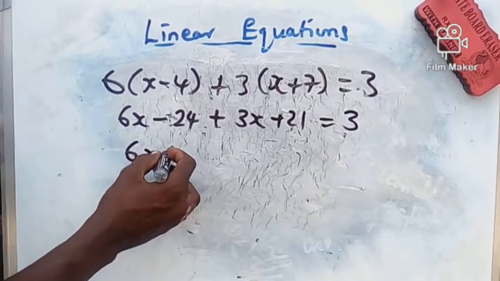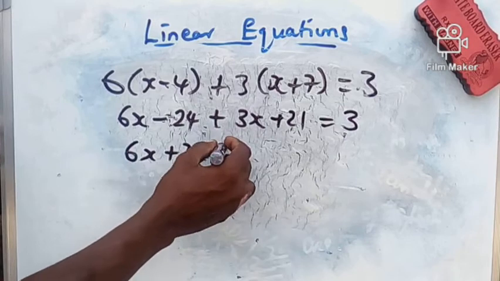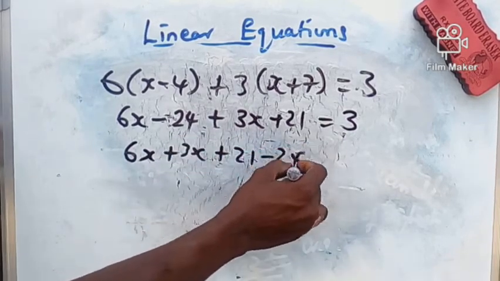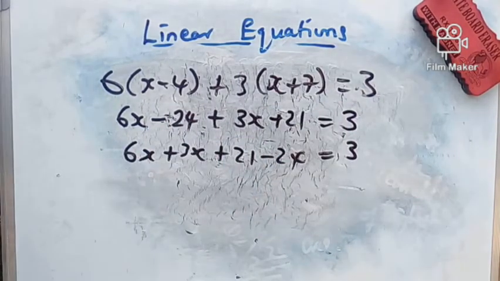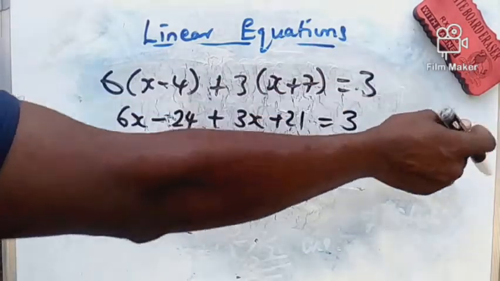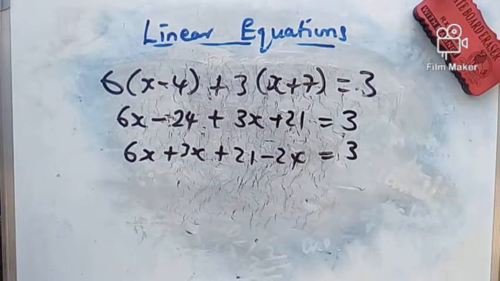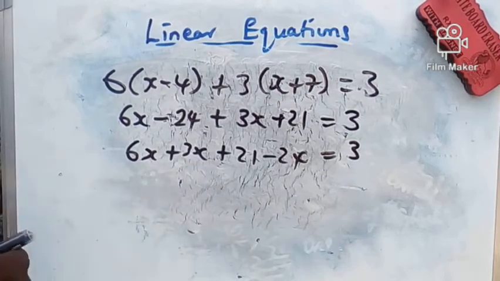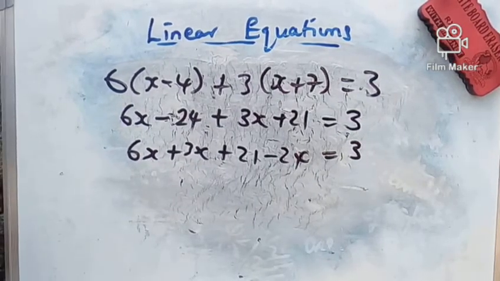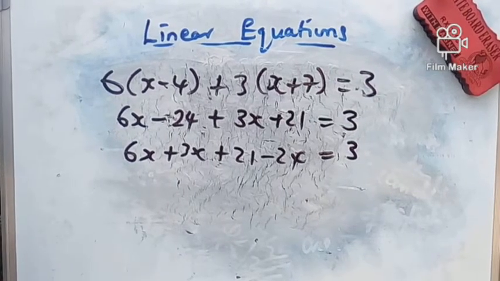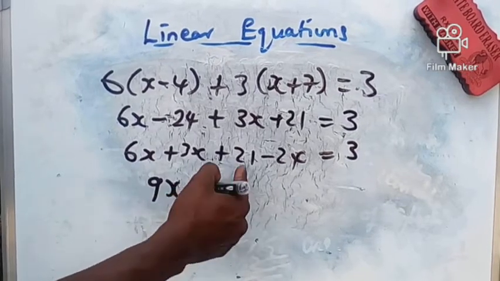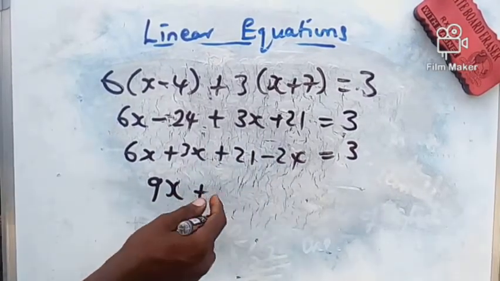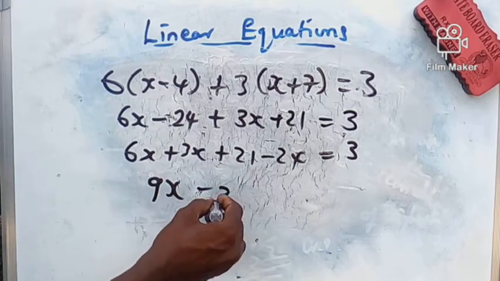So I have 6x plus 3x. Then what other like terms do I have? Plus 21 minus 24 equal to 3. Notice that I did not divide both sides by that particular variable, because there is no x at the other side of the equality sign. This is just like our normal operation like we did in the previous video involving simplification of algebra. So what we do next is to simplify. 6x plus 3x, we have 9x, plus 21 minus 24, we have minus 3, equal to 3.